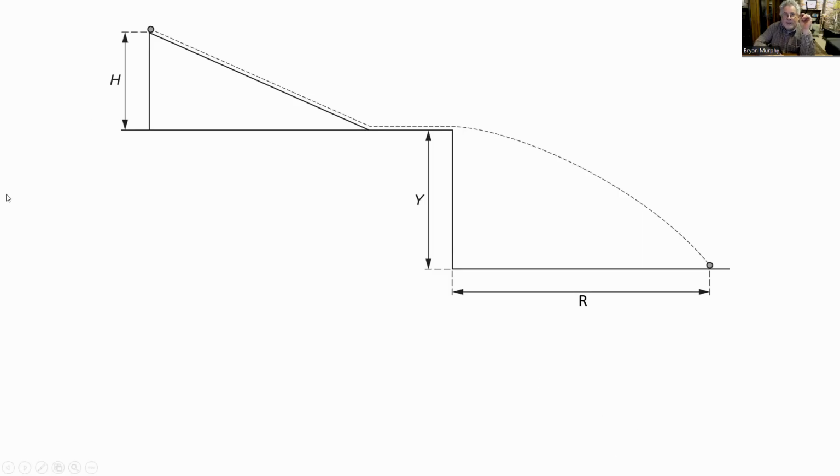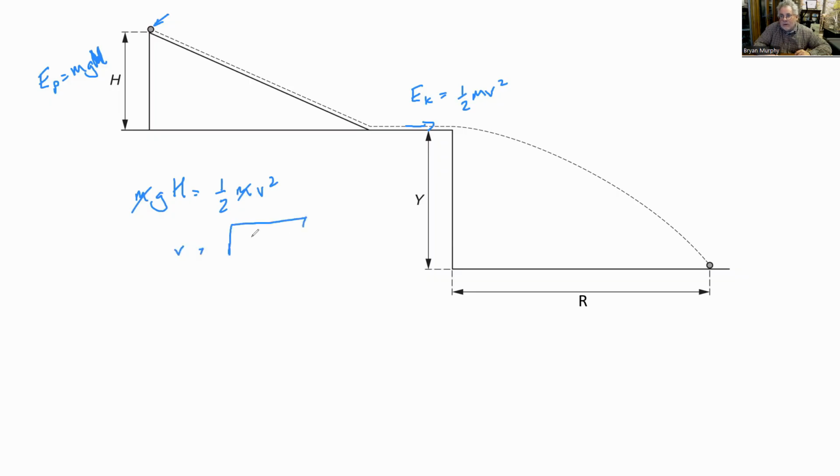ramp, and we assume incorrectly that all the gravitational potential energy of this thing as it falls a distance capital H is its kinetic energy here. We are assuming that it is all converted to kinetic energy. So that means that mgh equals a half mv squared. The m's cancel out, and v equals the square root of 2gh. There we go. So that is the horizontal velocity when it leaves the ramp.